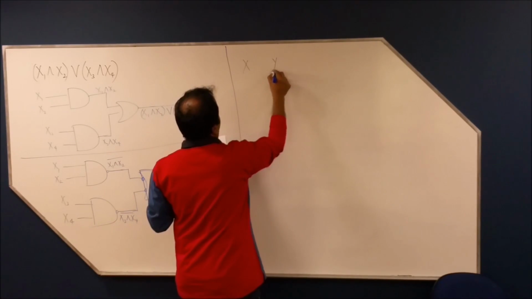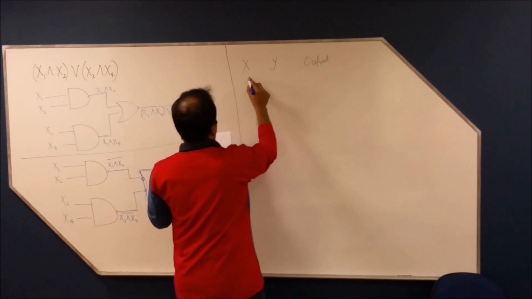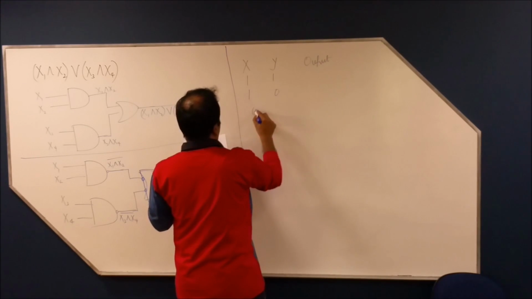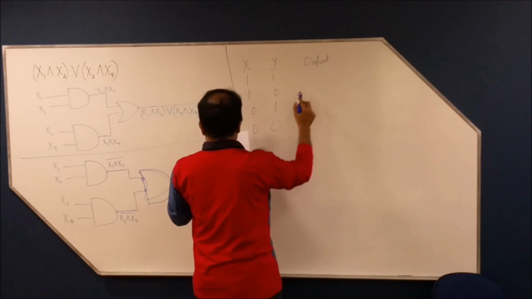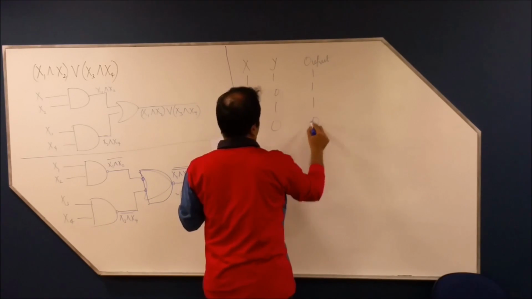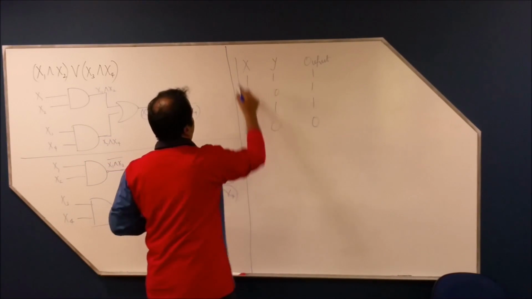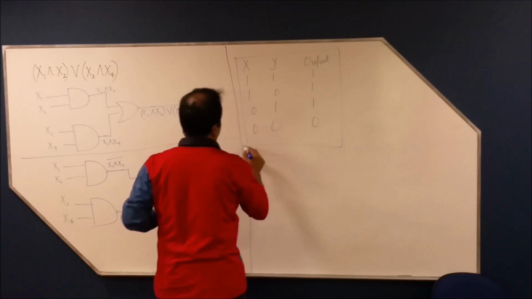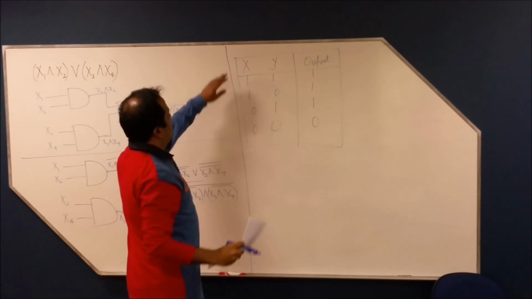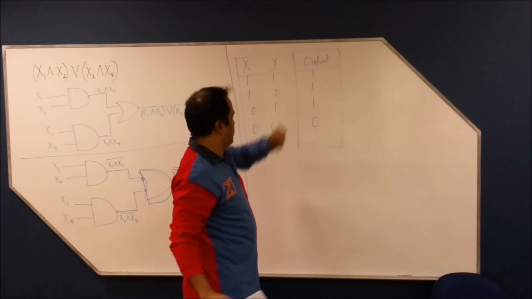Now let's have x and y as inputs. So obviously we have 4 rows here, and let the output be 1, 1, 1, and a 0. So let's assume that we have been asked to construct a circuit which, given as inputs x and y, ought to realize this output.